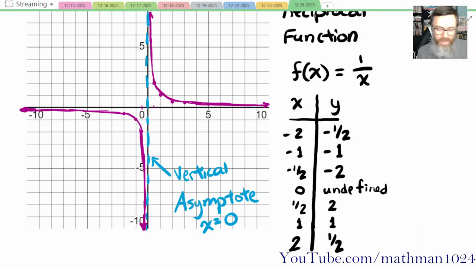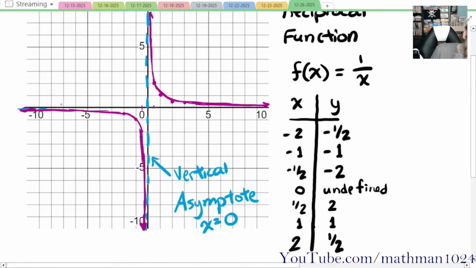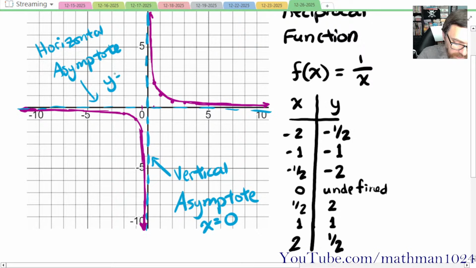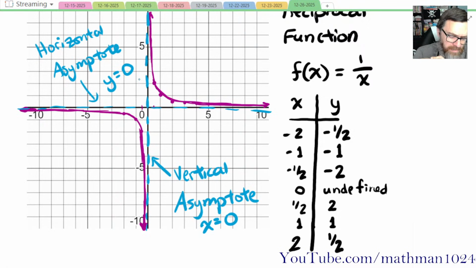Now you also have a horizontal asymptote, and that's going to be this guy right here, which happens to be along the x-axis. So the horizontal asymptote is going to be the equation y equals 0. Now, the thing about the horizontal asymptote, it's not necessarily a force field or a little barrier like the vertical asymptote is. In fact, you can cross the horizontal asymptote.